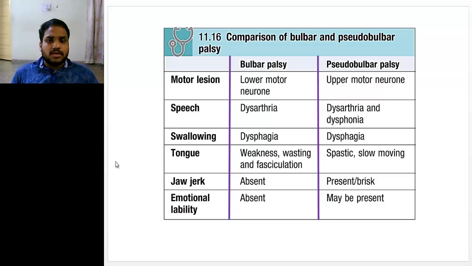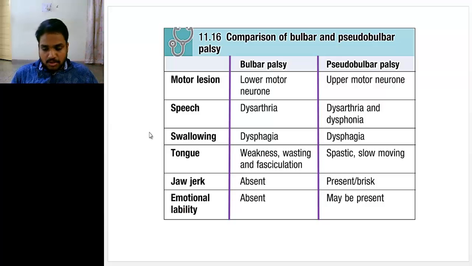So now let us know two important terms. What is bulbar palsy? What is pseudobulbar palsy? Right? So bulbar palsy refers to lower motor neuron paralysis of 9th, 10th, 11th and 12th cranial nerves, which are arising from the medulla. See, the medulla is called the bulb, right? So bulbar palsy refers to the lower motor neuron paralysis of the cranial nerves that arise from the medulla, that is the 9th, 10th, 11th and the 12th cranial nerves, right?